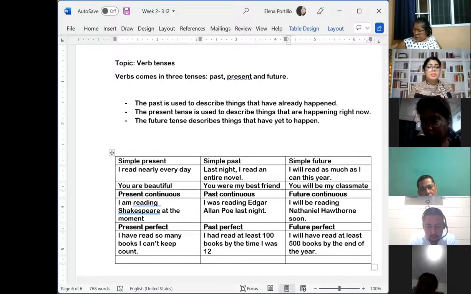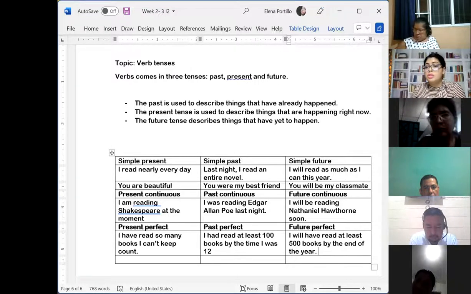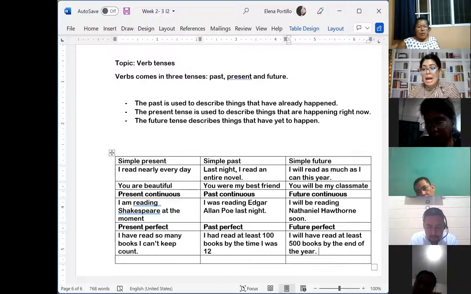So in the past, present, and future perfect is the use of have and had for the sentences. In the simple present, it is to use just the verb, and the present continuous is to change the verb, adding ing at the end of the verb. And in the present perfect is to use have. In that case, it marks the present perfect, the use of have. And we have the last one, that is present perfect continuous.